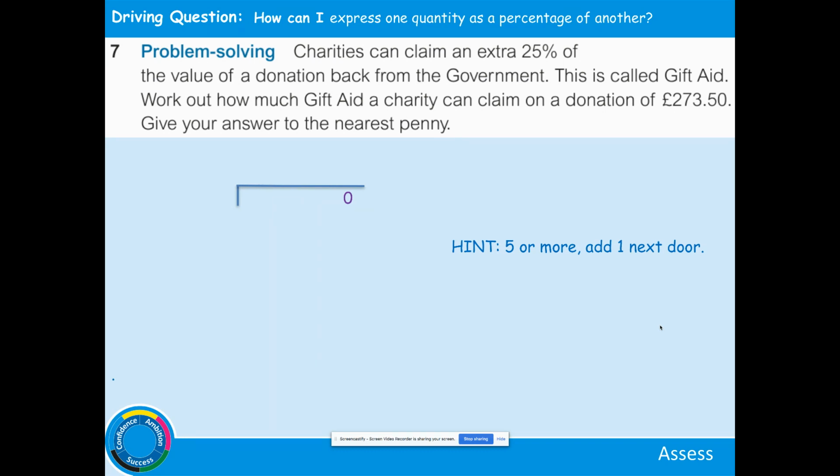Okay, charities can claim an extra 25% of the value of a donation back from the government. This is called gift aid. Work out how much gift aid a charity can claim on a donation of £273.50. Give your answer to the nearest penny. So we've got to divide by 4 because 25% is 1/4. So we're going to divide £273.50 by 4.